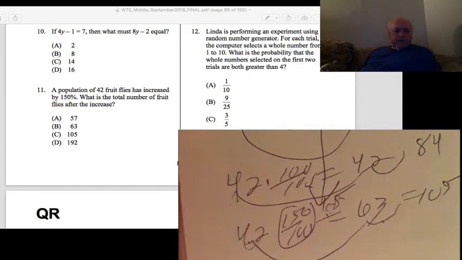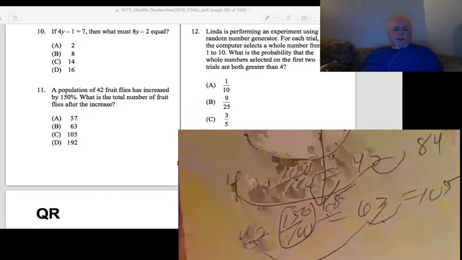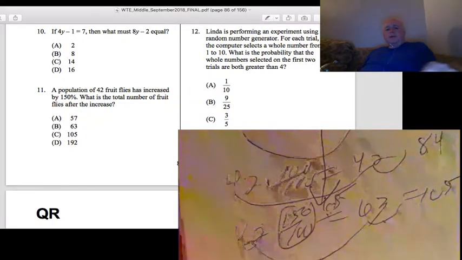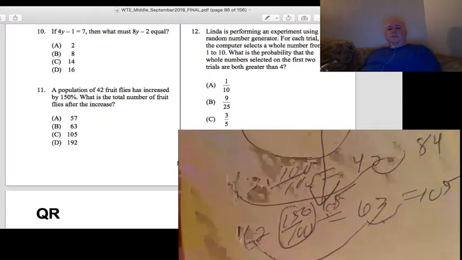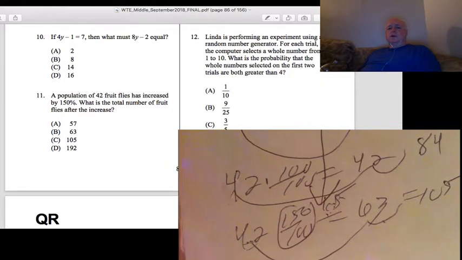Yeah, the answer was C. All right, so let's, oh wait, sorry, let me bring it up on my screen. I'm trying to do this from memory. Yeah, the answer was C, 105. Okay, let's do number 12.